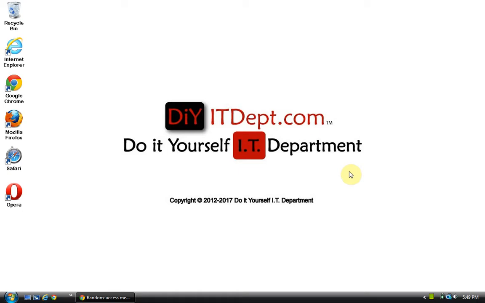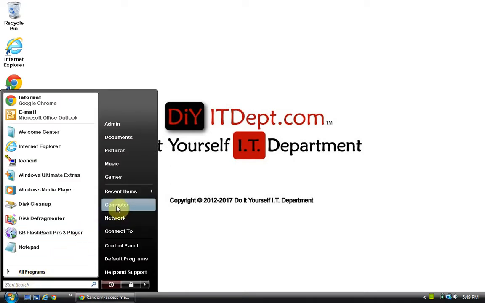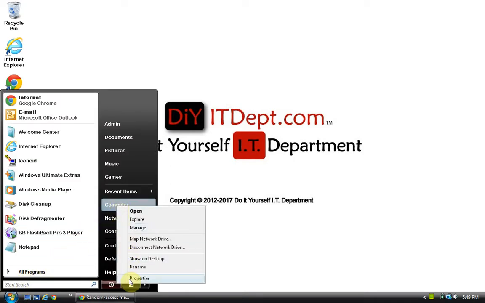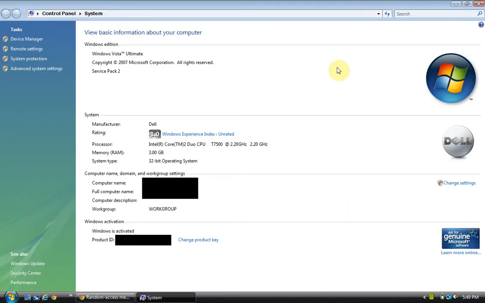able to operate. So let's go down here to the Start menu, click on that, go up to Computer, right-click, and down to Properties and click. This is going to bring up a window of your basic information.